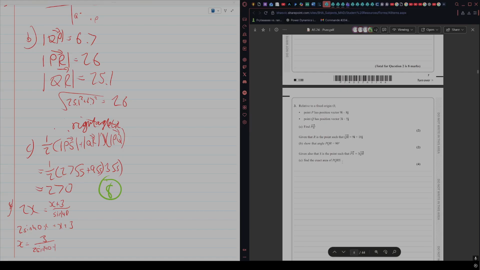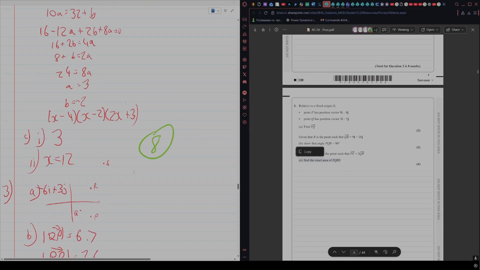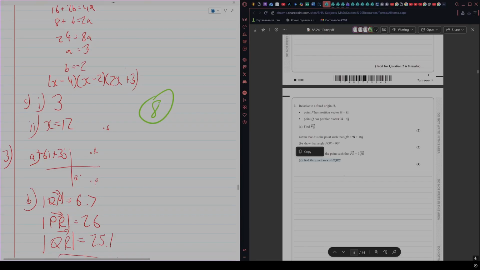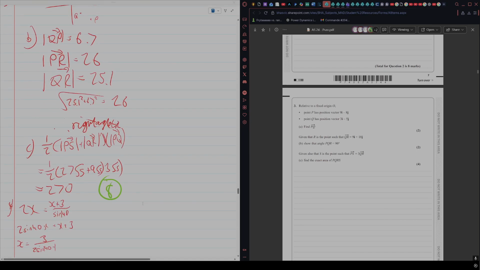So find the exact area of this thing. So I've written all the points like in a graph like this. You know that S is on a point where PS is 3QR, which doesn't really make much sense, but you can just say that you've already got all of this stuff here, and you can find all of this stuff here by just subtracting the vectors from each other, and then modulusing and then doing Pythagoras.